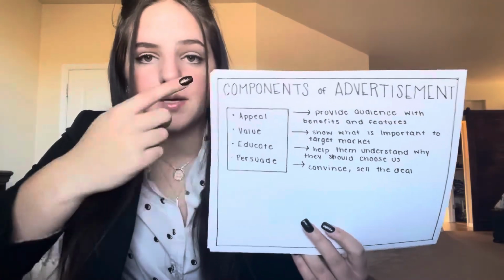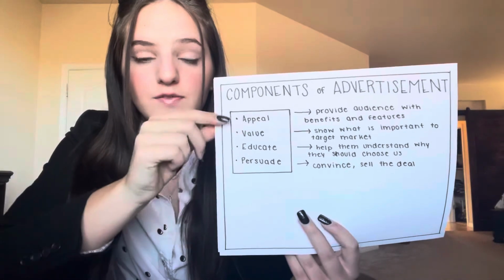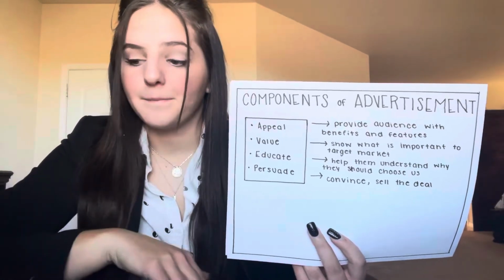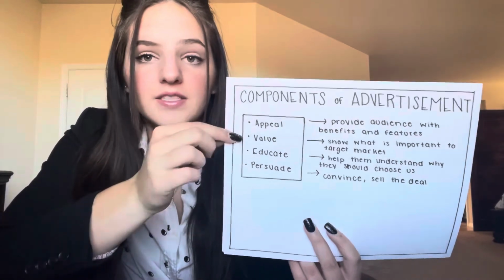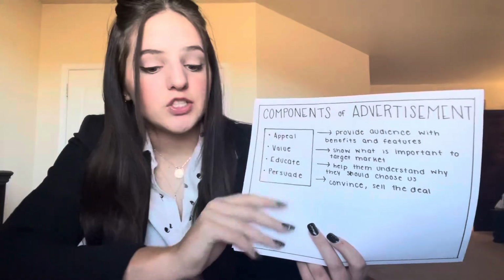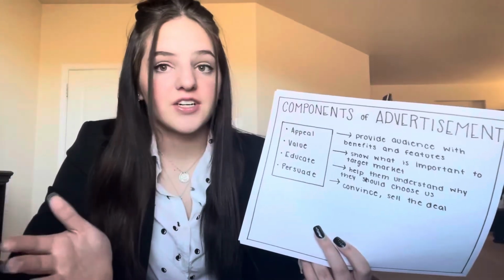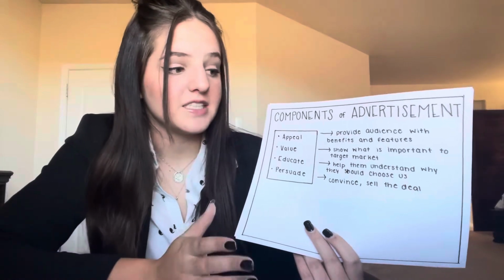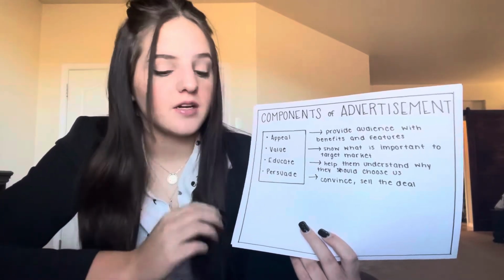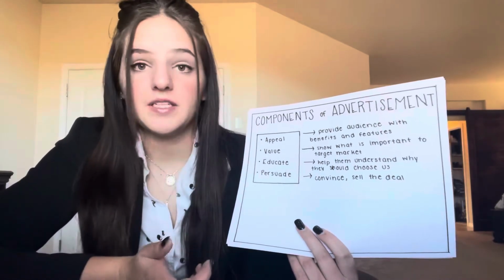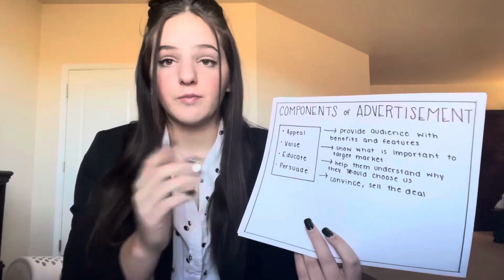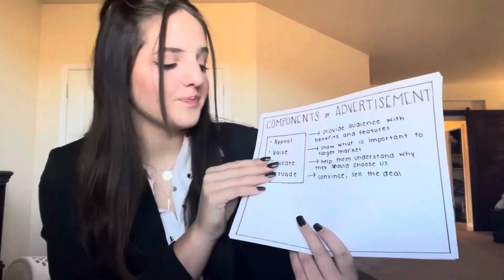Next up is the components of advertisement. So these 4 components are what I used as the groundwork for the whole promotional plan. And so appeal is the first one, and it's to provide the audience with benefits and features. And so our hotel / convention center has a lot of amenities that are really important and really appealing to the target market in many different ways, as in the business side and also for the family side. But we'll get into all of that later.